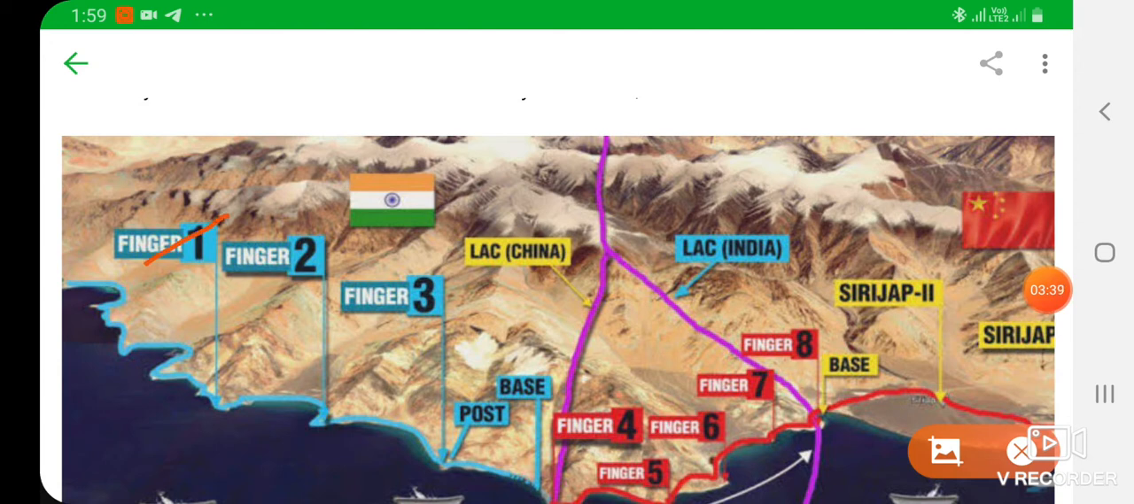This is the first finger, this is the second finger, this is the third finger, this is the fourth finger, and this is the fifth finger, sixth finger, seventh finger, eighth finger. So in total there are 8 finger points or 8 mountains in this border area. We already divided the part of the lake between India and China, that is 1/3 for India and 2/3 for China.